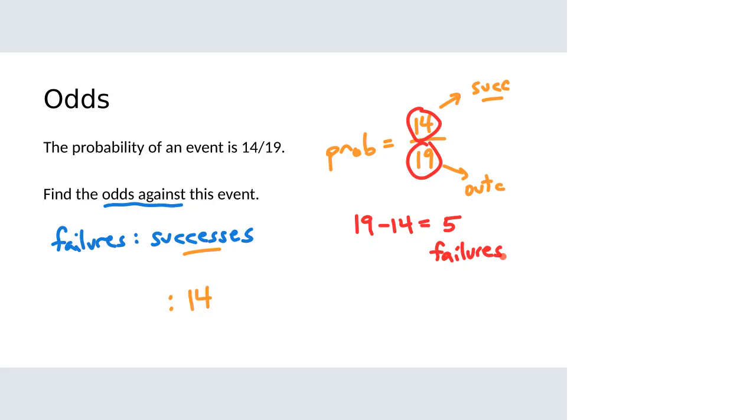So when we go to write the odds against this event, we would say those odds against this event are 5:14. The probability is 14 out of 19, then the odds against is 5:14. A key that I want to emphasize is please make sure that probabilities are written as fractions. Odds are not written as fractions. Odds are written as a ratio of two numbers with a colon in between them. Do you have any questions on what we did there before I have you try one?